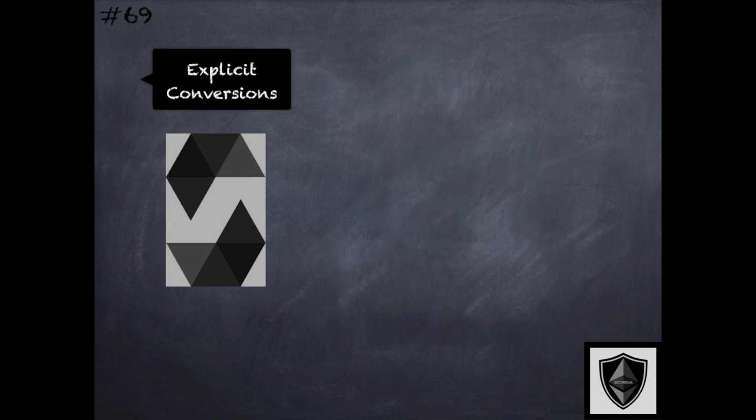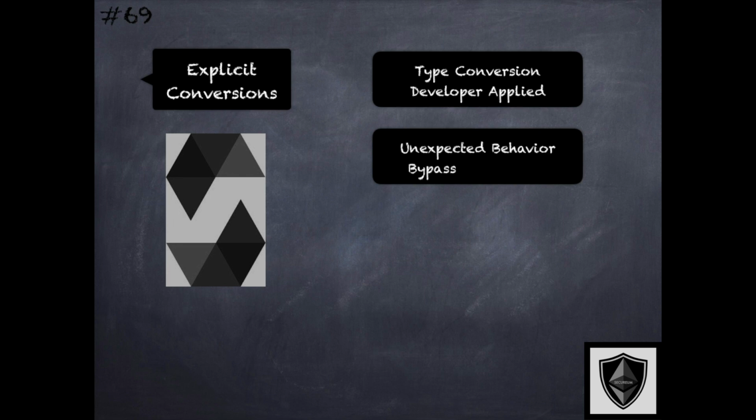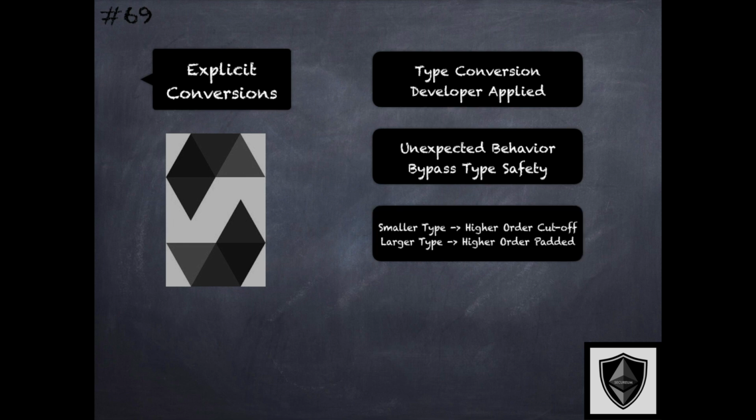The flip side of implicit conversions are explicit conversions, where the type conversions are explicitly applied by the developers themselves and not by the compiler. The reason for that is the compiler cannot deduce or prove the type safety of such conversions, and they may result in unexpected behavior.